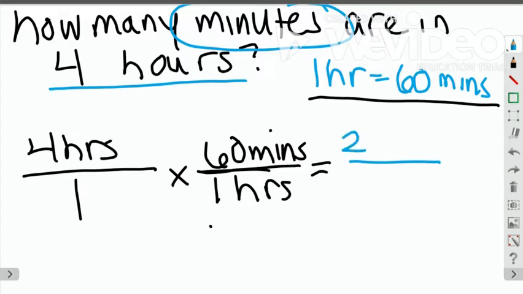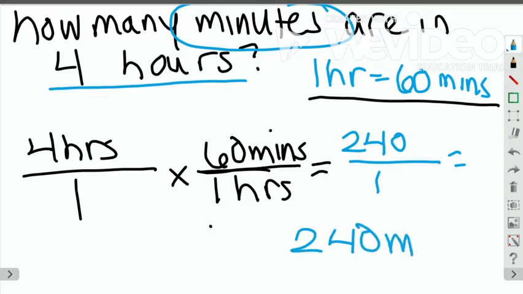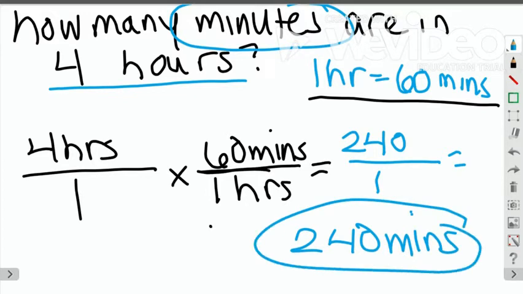So in this conversion, we will do on our calculator 4 times 60, which is 240. And then if we multiply across the bottom, 1 times 1 is 1. So 240 divided by 1 is simply 240 minutes, which would be our final answer. So there are 240 minutes in 4 hours.